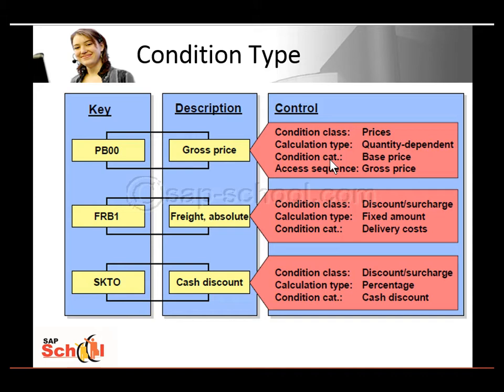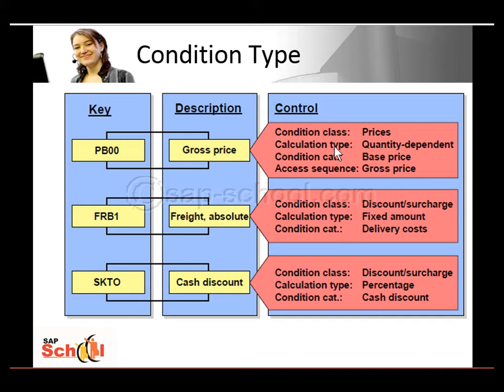For example, the condition category U for precious metal discounts and surcharges causes a new price determination process to be carried out at the time of goods receipt, and condition category E for cash discount causes the discount to be derived from the terms of payment. The calculation type determines how the system calculates the actual prices.